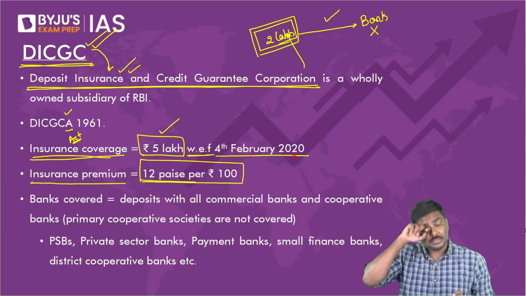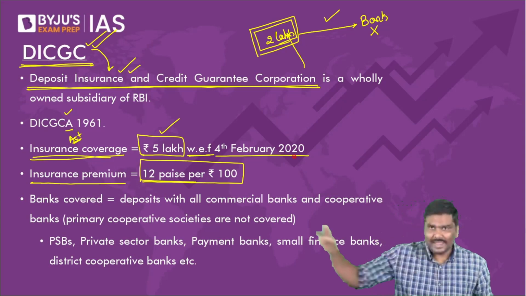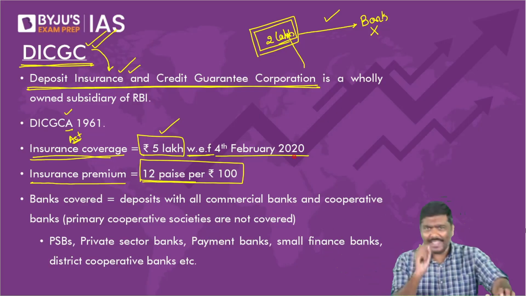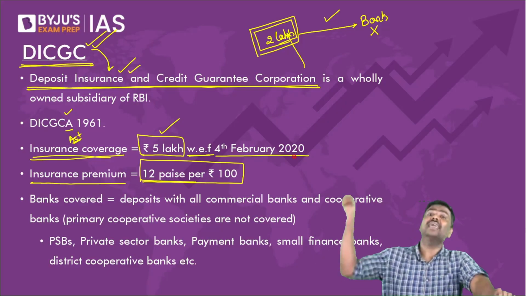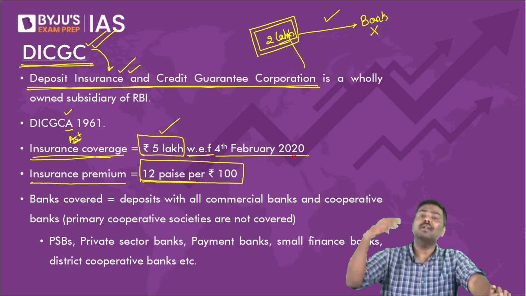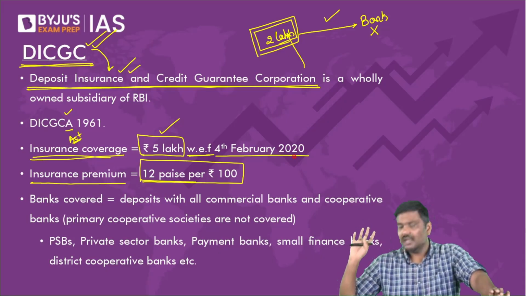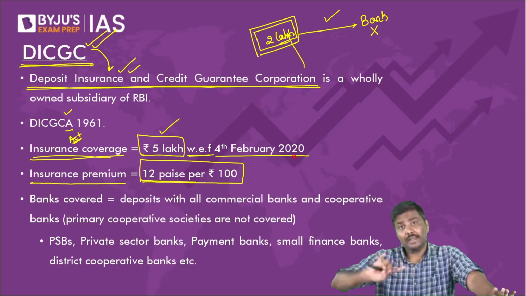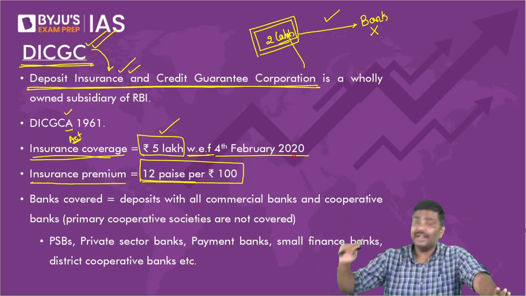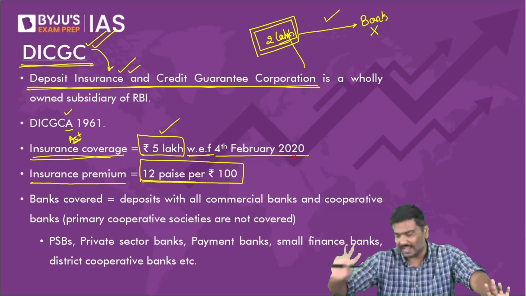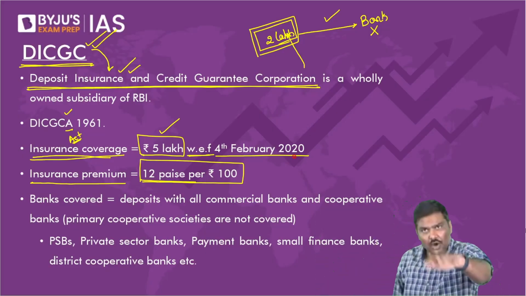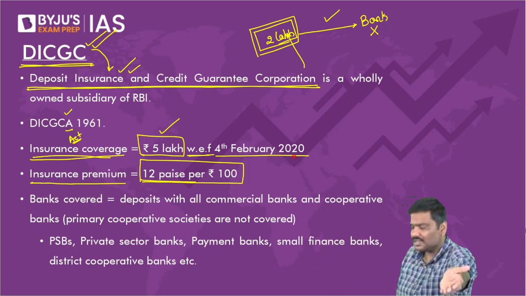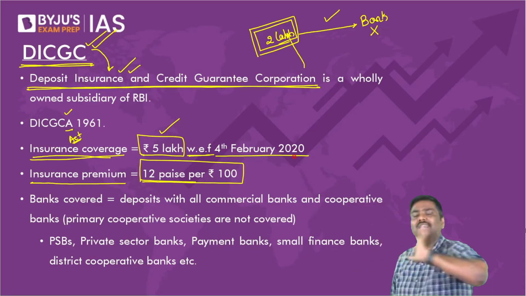Now, which banks will be covered under this? What kind of banks will be covered under this? Please understand. Any entity which gets a banking license, I repeat, any entity which gets a banking license, by default comes under the coverage of DICGC. Is the logic okay? Please do let me know. Any entity which gets a banking license from RBI by default comes under the coverage of DICGC, which means tomorrow you apply for a bank license to RBI, RBI will give you a license.